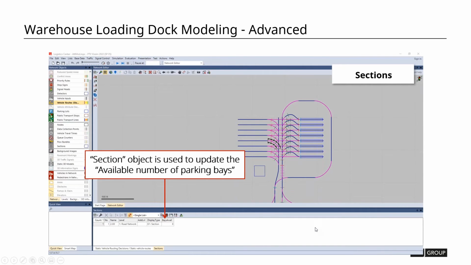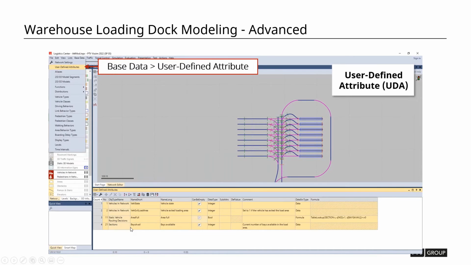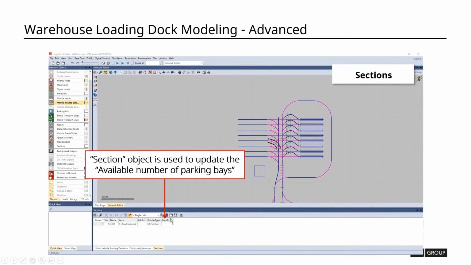Now, in this particular case, we wanted a way to store the number of bays available data. So instead of tying it to any other existing object, we pulled in another object called sections. It's not going to be used for anything, just to hold the data. So the section will have a user-defined attribute that you can see in the previous slide called bays available, and by default it's going to be set to 8 because there are 8 spaces here.